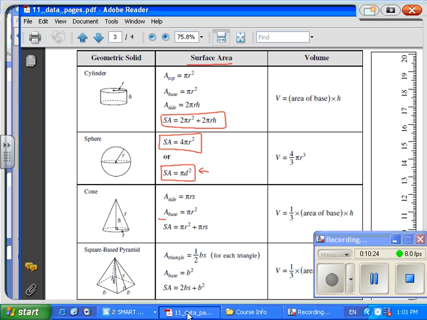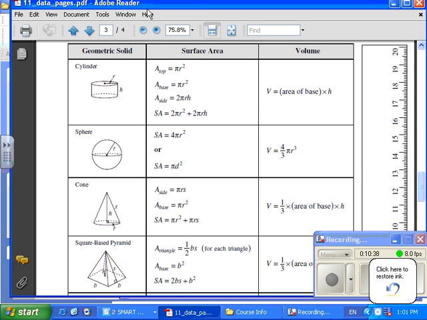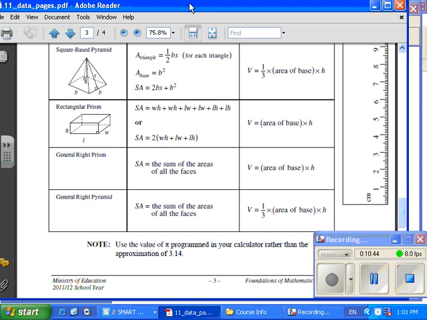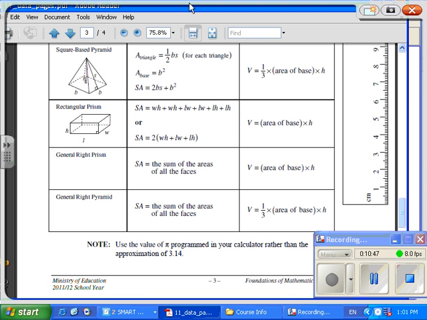For a cone, we did one of these examples in class. There's your surface area. Square base pyramid, again you have a surface area for that. If we come down a little bit, a rectangular prism is just like a box. The surface area is equal to all of the sides added together. But again, if you make yourself a diagram and label it, it's simplified here for you. It's 2 times the width times the height plus the length times the width plus the length times the height.